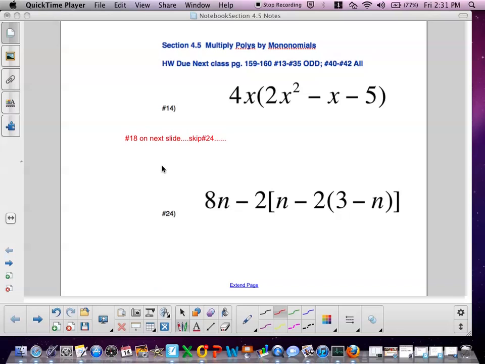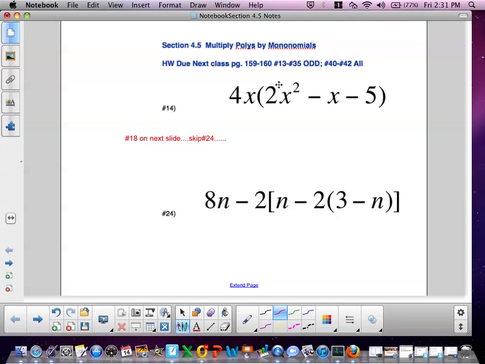outside. So 4x times 2x squared is 8x cubed. Applying the properties of exponents, when the bases are the same, you add the powers. Next up, I have 4x on the outside times negative x. So that it's still a negative sign in between, and it becomes minus 4x squared. x times x is x squared. And now I have 4x times negative 5, which is simply negative 20x.